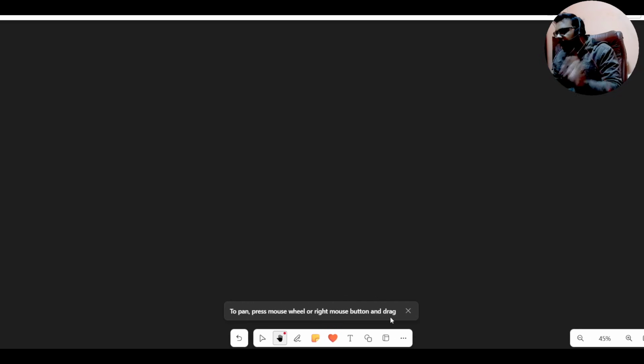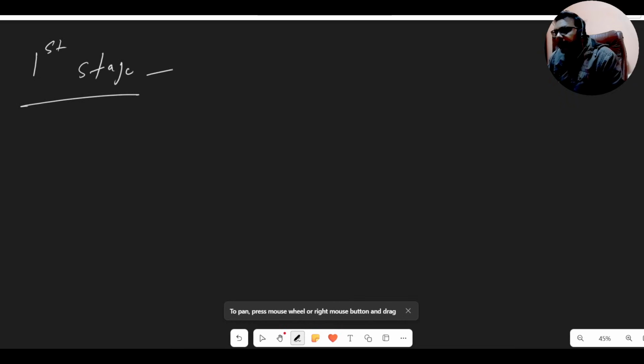Okay, so let's understand the stages. What is the first stage? The first stage is the mock assessment. To complete the mock assessment, the deadline is the 7th of January.